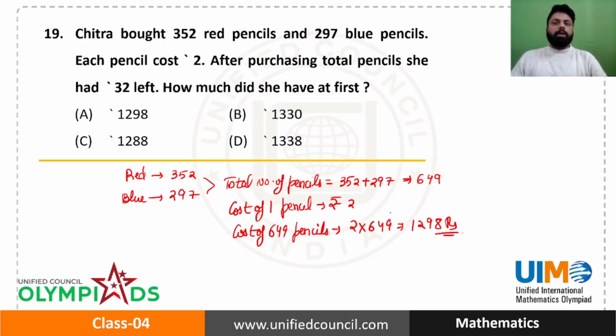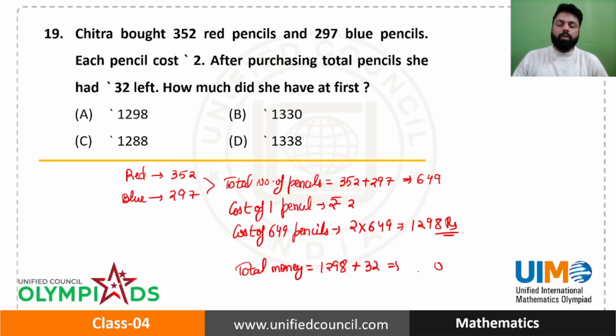After purchasing total pencils, she was left with 32 rupees. How much money did she have first? So total money she had is 1298 plus the 32 rupees that is left. So 10, 1 carry over, 9 plus 3, 12 plus 1, 13, 1 carry over, 1330 rupees. B option is the correct answer.